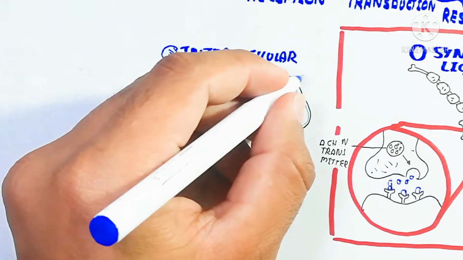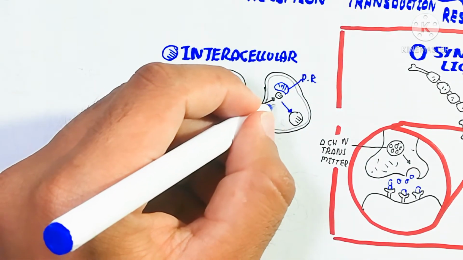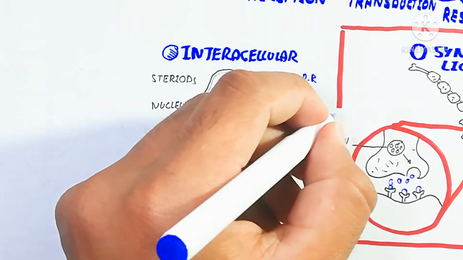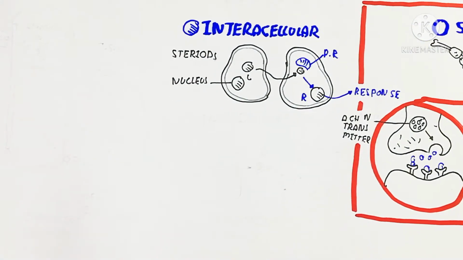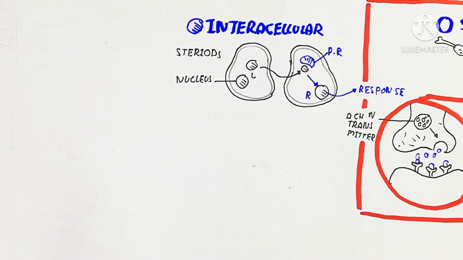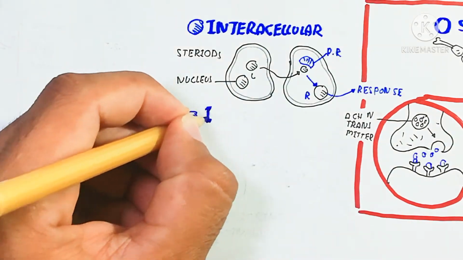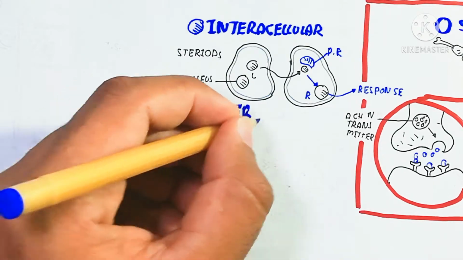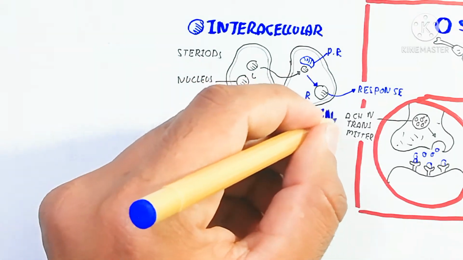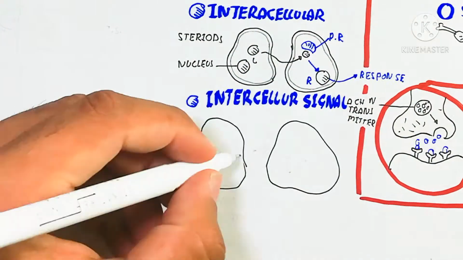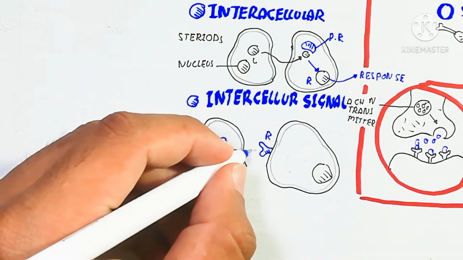On the other hand, here is the intracellular response. Intracellular response means the ligand goes directly into the cell, for example steroids such as testosterone, progesterone, estrogen, and the cortisol hormone, which bind with the protein receptor. The ligand binds and goes to the receptor on the DNA to give a response. On the other hand, there is intercellular signaling.